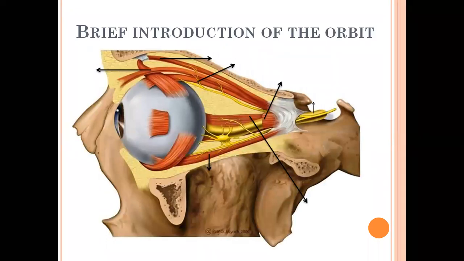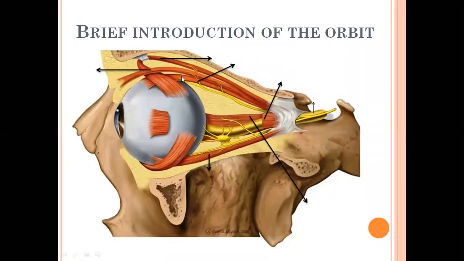Before going into the ciliary ganglion, I'll give a brief introduction to the orbit, because the orbit was covered so long back, you might have forgotten about that. This is the lateral view of the orbit. You can see the eyeball here. This is the roof of the orbit, the floor of the orbit, and this is the apex of the orbit. You can see the muscles.